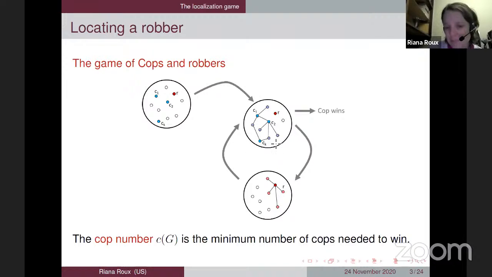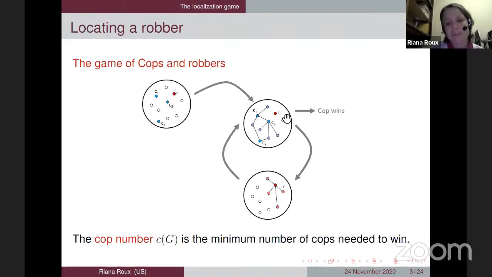If after this step it happens that there's a cop on the same vertex as the robber, then the cops win. Otherwise, the robber gets a chance to move, and the robber can then also move to some vertex in its closed neighborhood. It can also stay put where it is, but it can move only in its closed neighborhood. And then we start again.